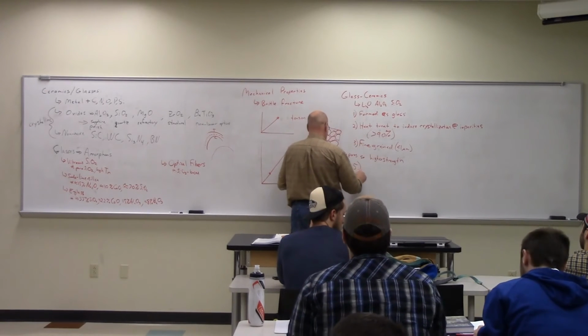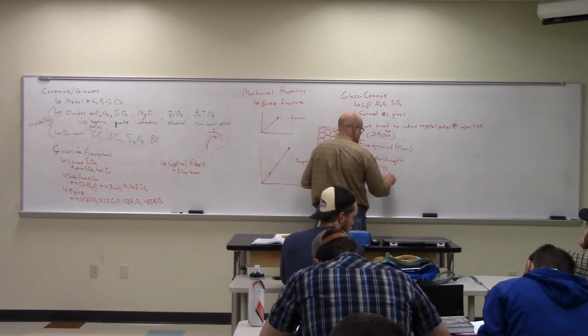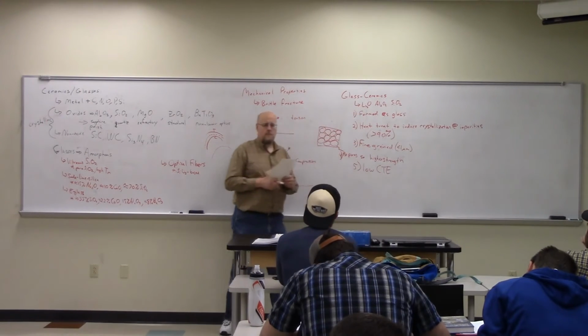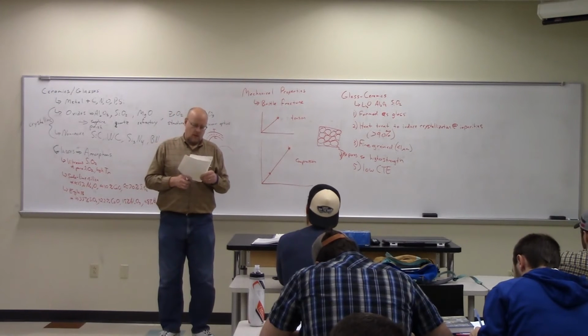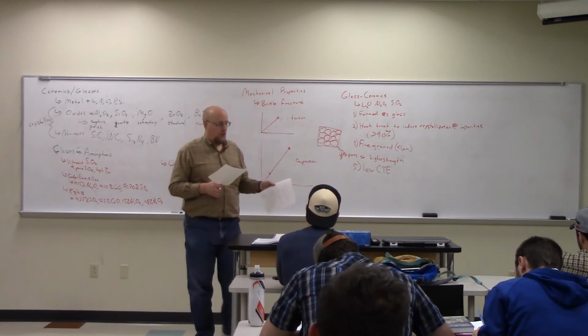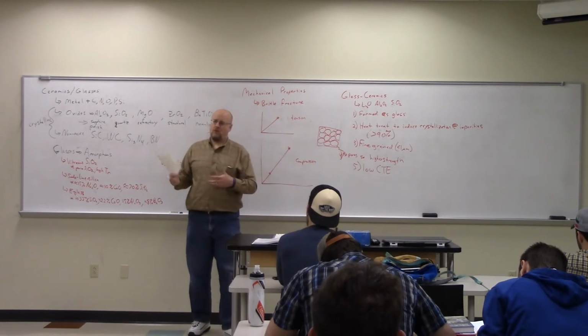And then finally, low coefficient of thermal expansion. So that's why your Corningware is able to go from refrigerator to oven to tabletop.